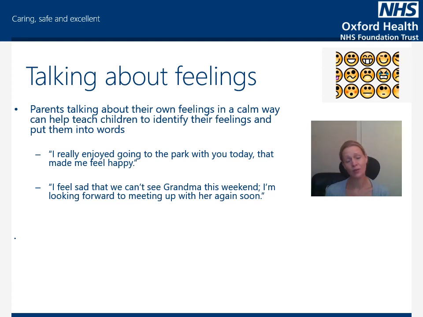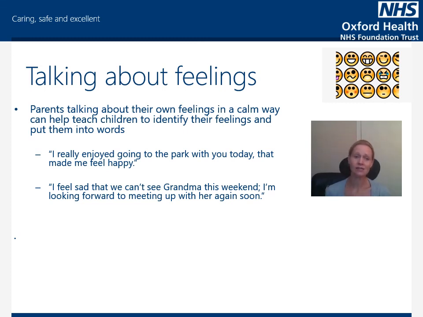So the last area that we're going to look at is talking about feelings. Parents can help teach children to start identifying their feelings and putting them into words by talking openly about their own feelings in a calm way. So the first example, a parent says to their child, I really enjoyed going to the park with you today, that made me feel happy. So in this example, the parent is sharing what makes them feel happy, and in particular, doing something together with their child brings those happy feelings.